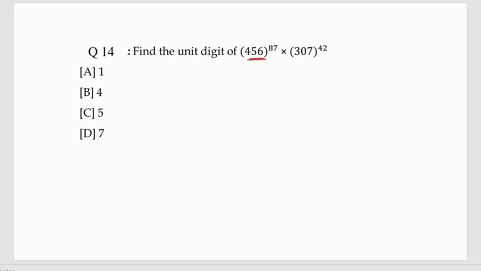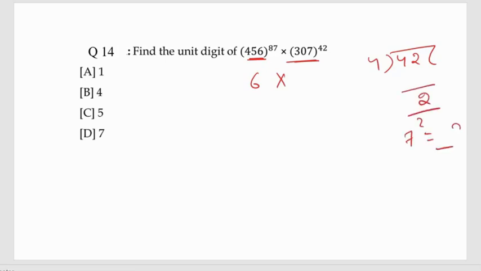Next, 6. So see, you can have this type of question as well. 6 means always remain same. So last digit is 6. But for 7, I can find it because 42 divided by 4, right? So the remainder is 2 here. It means 7 square. The last digit is 9. So I can write 9 here. So 9 into 6. Yes, 9 5s are 45, 9 6s are 54. Last digit is 4. Okay. So use the same operation. This is multiply. So multiply here.